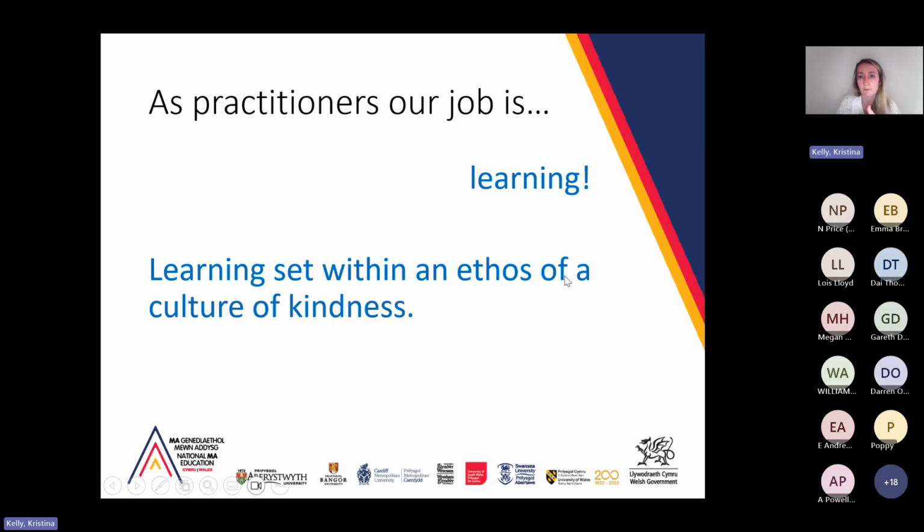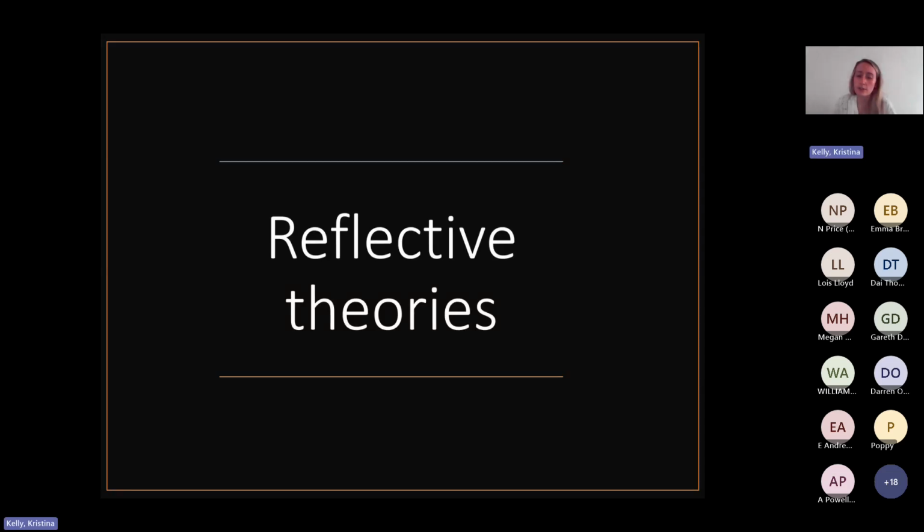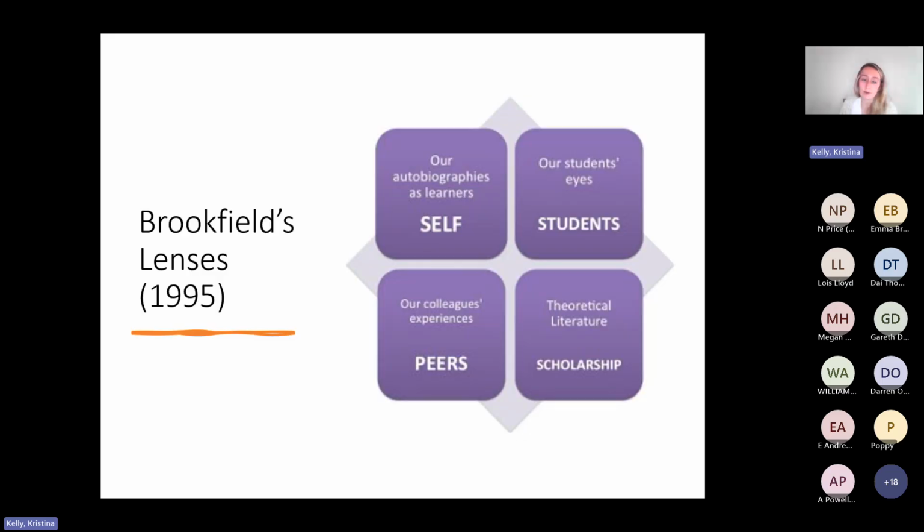And I'm just going to skip forward a little bit for us into more reflective theories. And again, potentially you would have used these before, potentially you would have seen these before or read about them maybe. So the first one is Brookfield's lenses. So these are about viewing an incident or something that you've implemented in practice through different lenses.